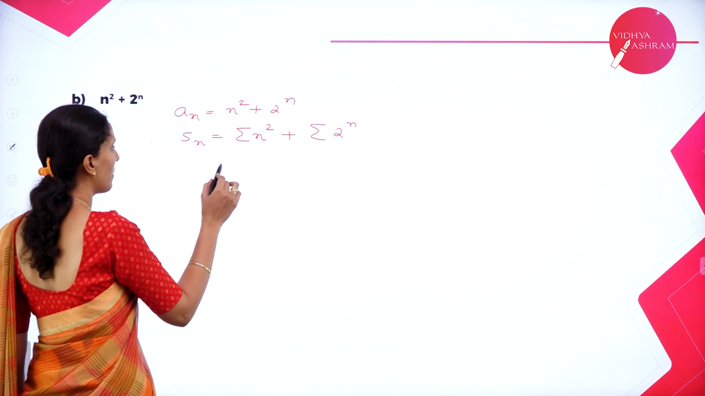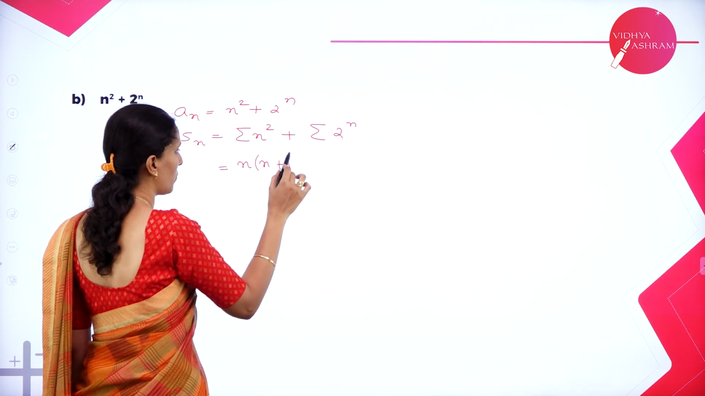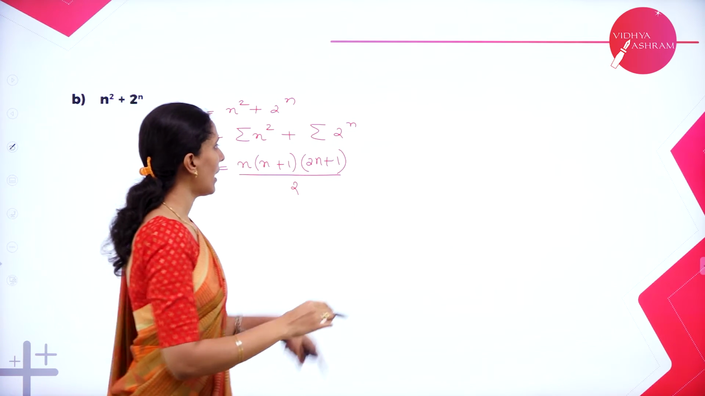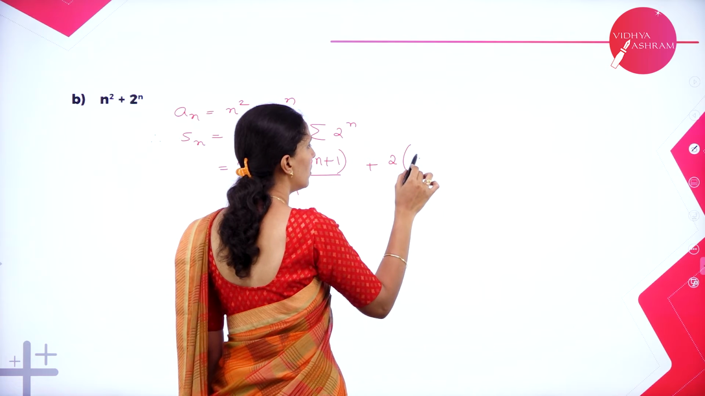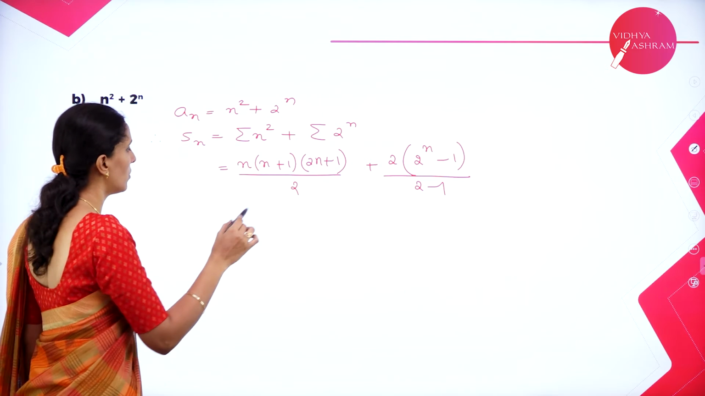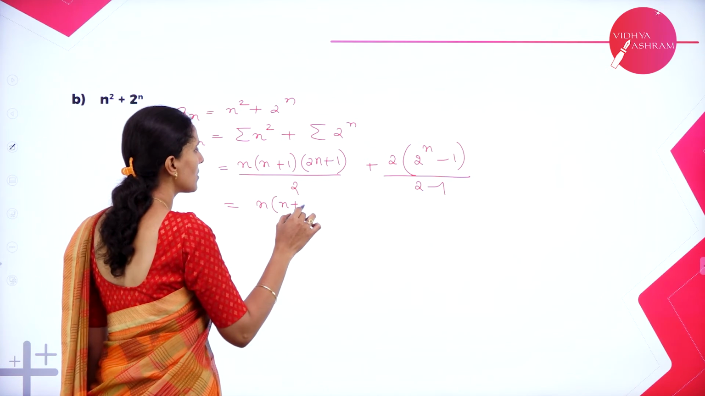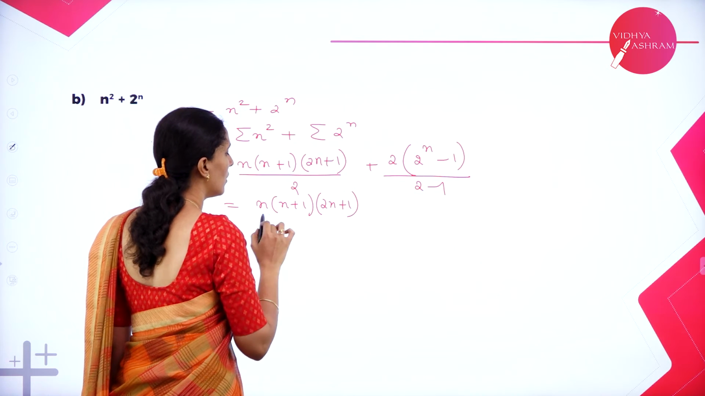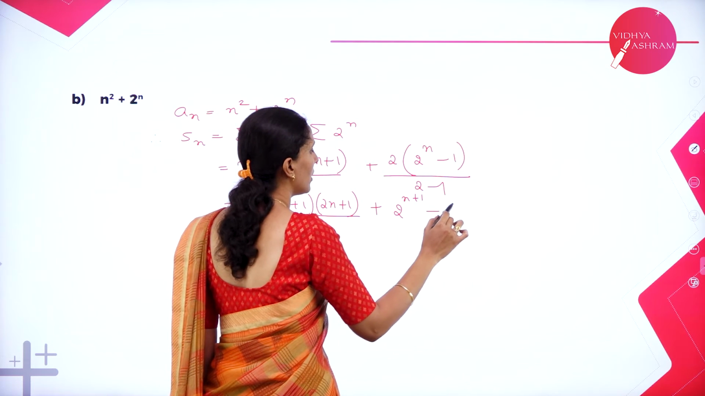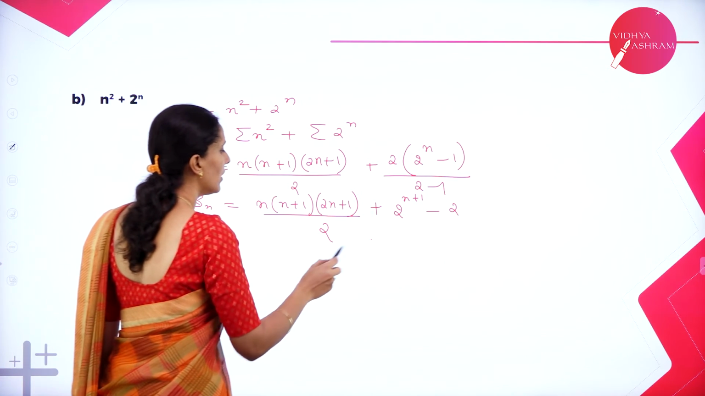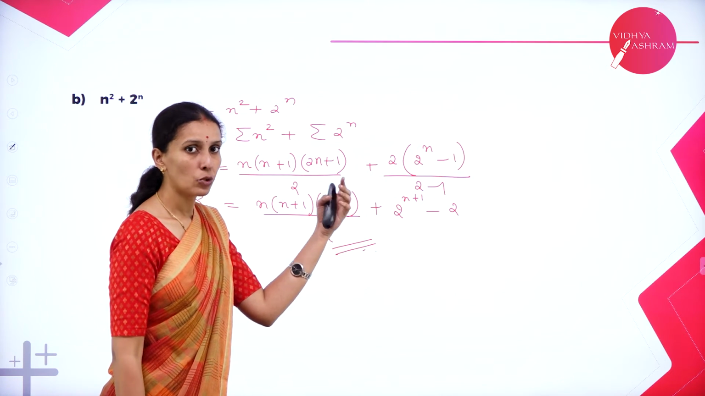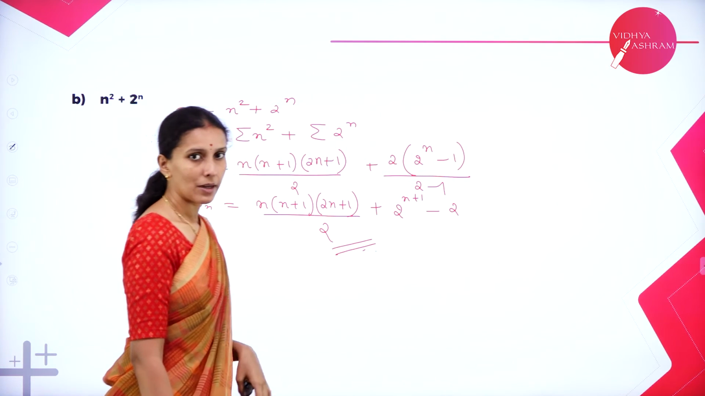Now here n square can be written as n into n plus 1, 2n plus 1 divided by 2. So 2 power n can be written as 2 into 2 power n minus 1 divided by 2 minus 1. So n into n plus 1, 2n plus 1 divided by 2. Here you can write this as 2 power n plus 1 minus 2. So this is the nth term of the given series. Because here 2 minus 1 is 1. 2 into 2 power n can be written as 2 power n plus 1. Minus 1 into 2 becomes minus 2.